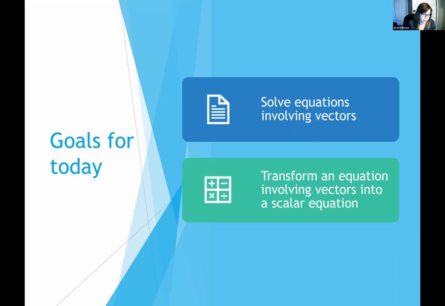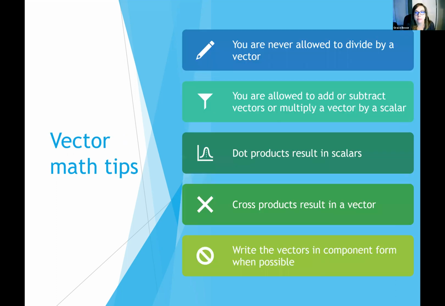Just to remind you about a few vector math tips and rules, remember that you are never allowed to divide by a vector. I've said this many, many times, and we've never really had a case where we wanted to divide by a vector. Today we're going to see some examples of when you might feel the urge to divide by a vector, and I'm going to give you some ideas of what to do instead, because it just doesn't exist. There's no such thing as vector division.